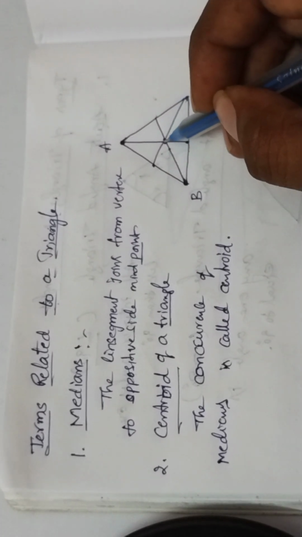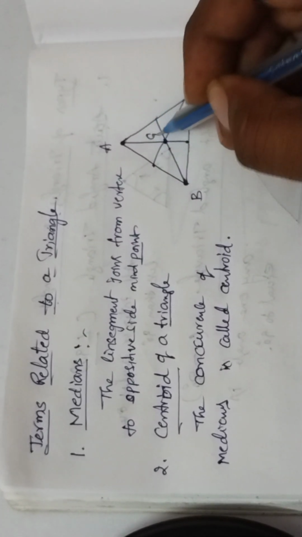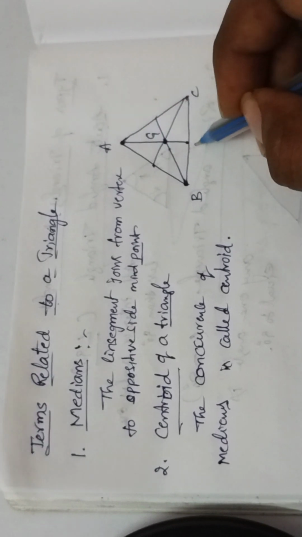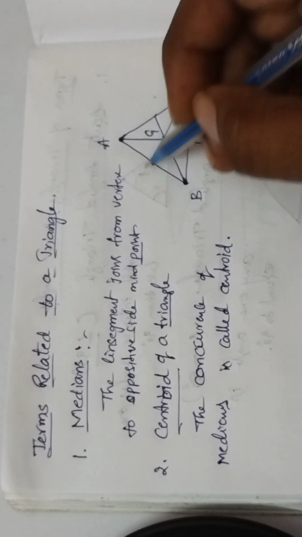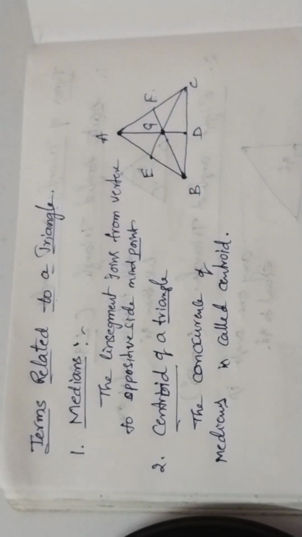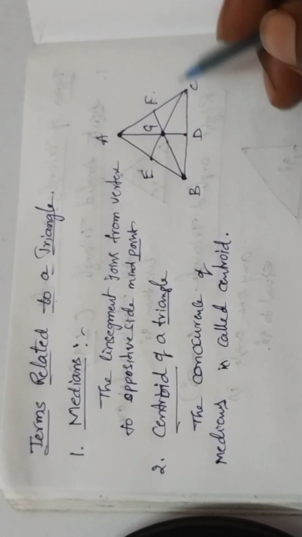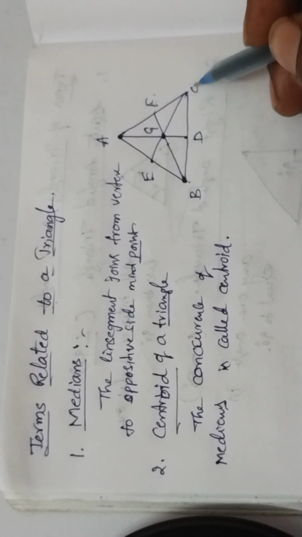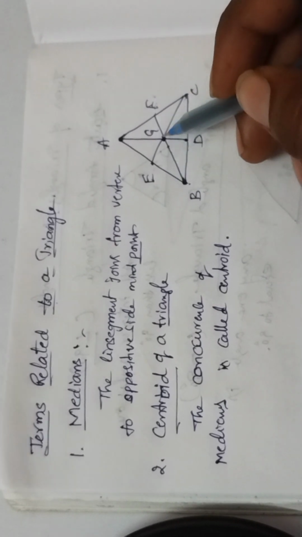So this centroid we indicate with the letter G. These are the medians, whose midpoints we indicate as D, E, F. The medians AD, BE and CF meet at the centroid.